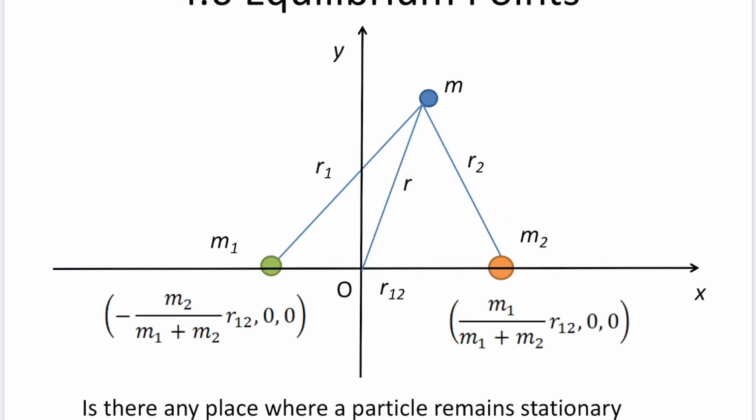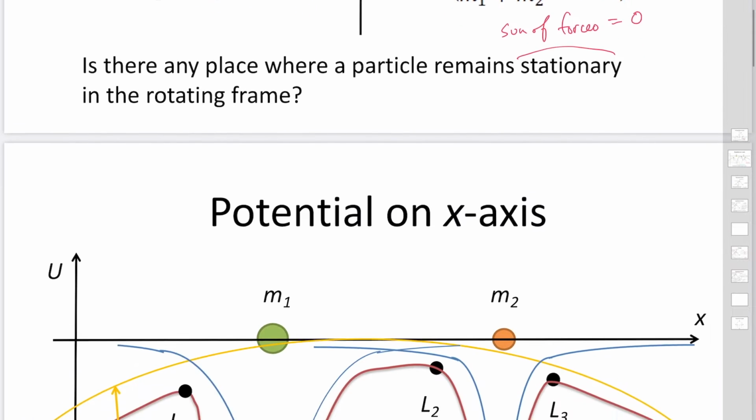In this section, we are going to find the equilibrium point. Equilibrium point is a place where the particles remain stationary in the rotating frame. Remaining stationary means the sum of forces is equal to zero.